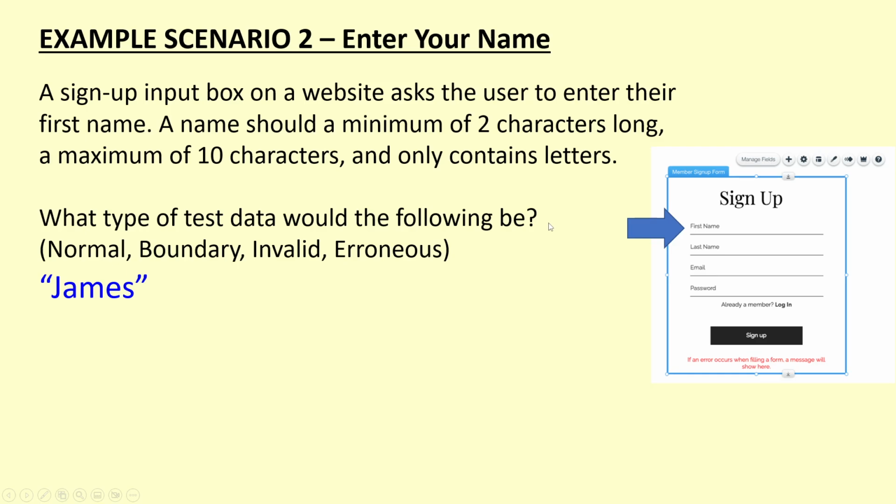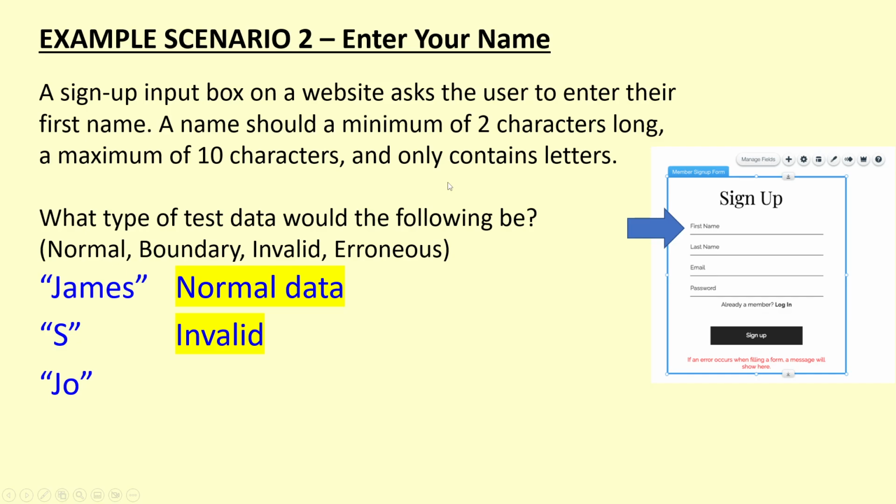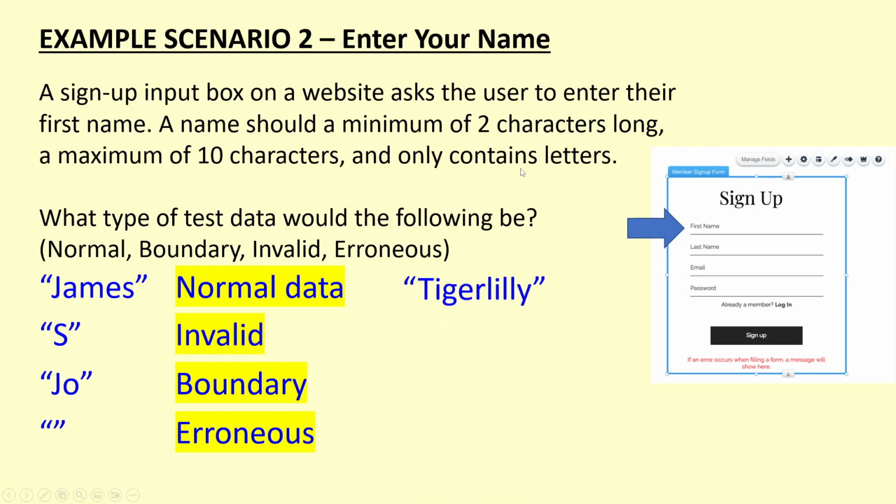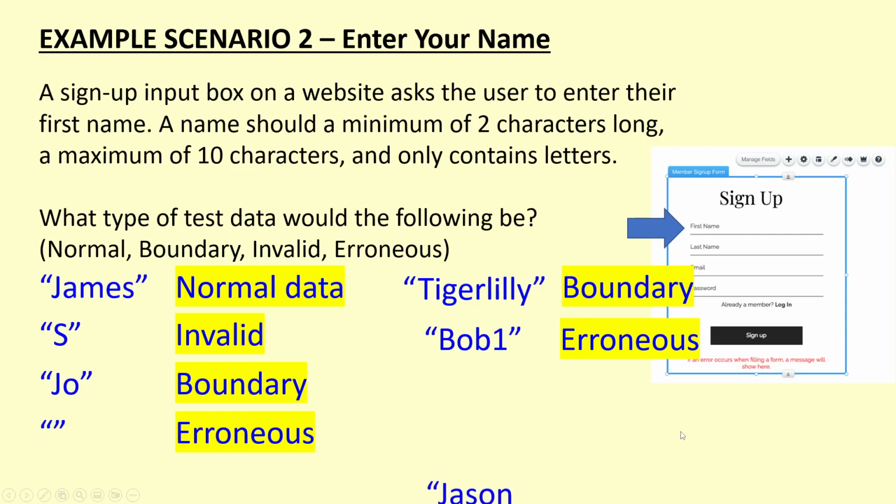So, James. Well, that's a suitable value, so that's normal. Just letters. S on its own, well, that's less than 2 characters, so that would be invalid. JO, well, that is a minimum of 2 characters, so that would be boundary, at the boundary or extreme. Blank, well, that should cause errors, so that's erroneous, because that should completely be rejected. Tiger lily, if you count how many letters you've got there, that is 10, so that's the very maximum boundary. Bob1, well, there's a number in there that shouldn't be, so that's erroneous, causes errors.